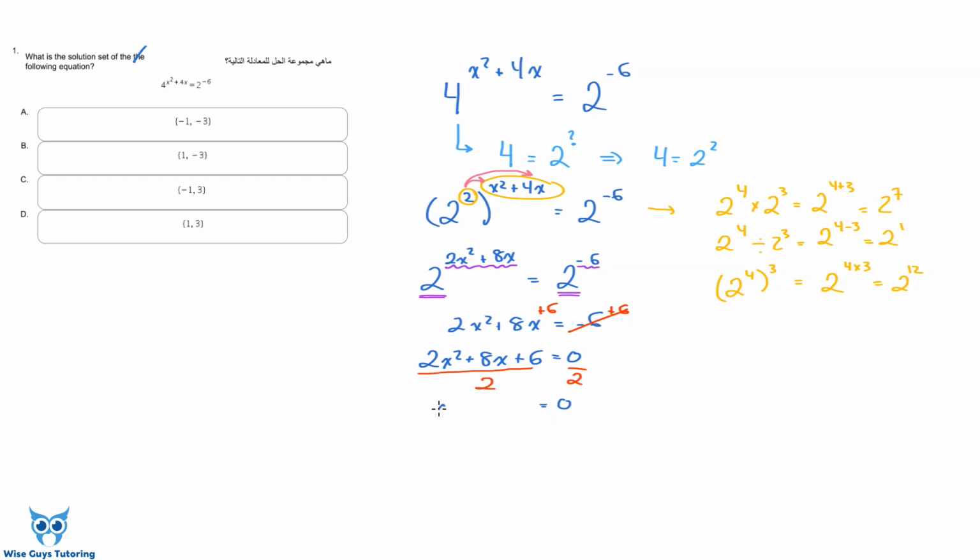On this side though, I get x squared plus 4x plus 3. So it's much simpler. So why don't I solve it over here? Let's say this is the second part, now that we've simplified our life a little bit.